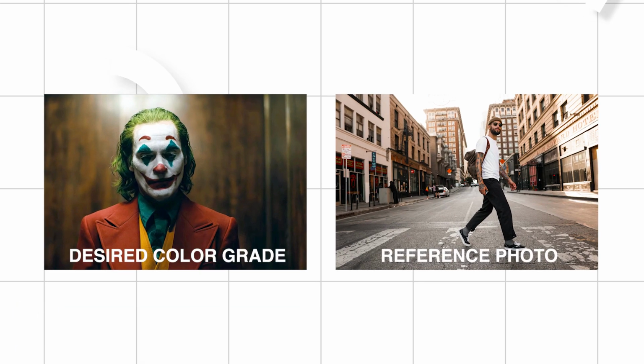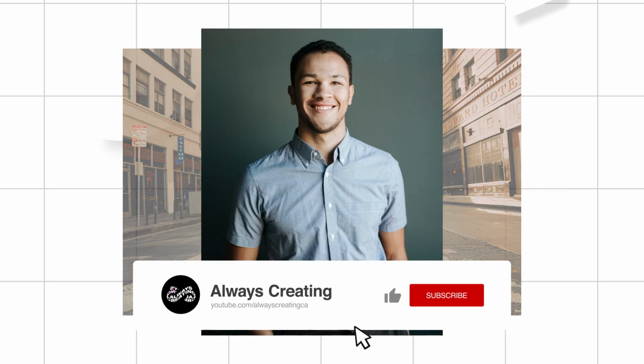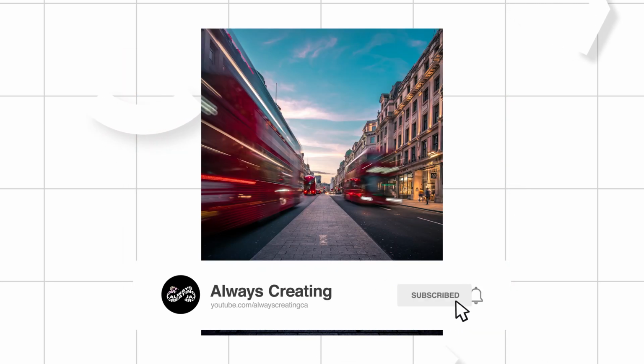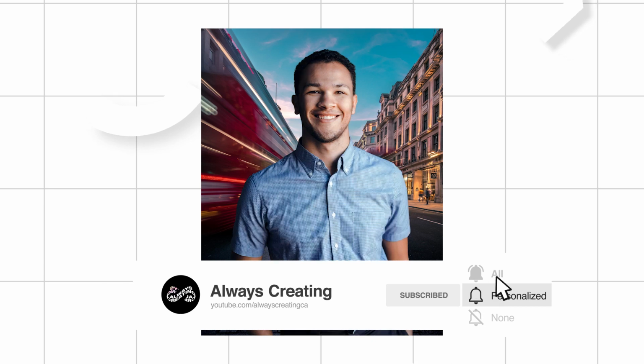The two use cases for this are if you're trying to replicate a certain color grade from a photo, or if you're trying to composite two images and you want the colors to sort of match. So I'm going to show you these two use cases in this video.